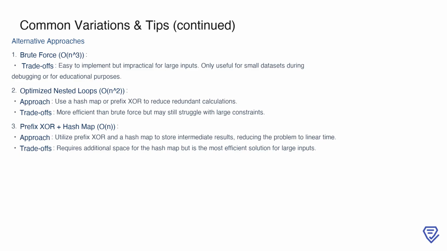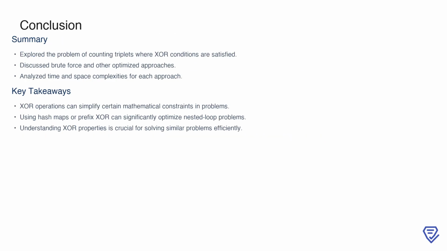The most efficient solution is leveraging prefix XOR with a hash map, which brings the complexity down to n. This approach uses additional space to store intermediate results, but the payoff is significant, especially for larger inputs. It's the go-to method for balancing time efficiency and space usage in XOR problems. That's a wrap. Today, we learned how to tackle the problem of counting triplets using XOR operations and optimized techniques. Remember, mastering XOR logic opens doors to solving many complex problems efficiently.